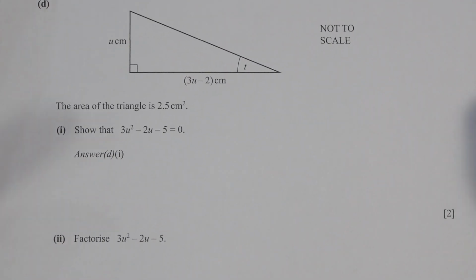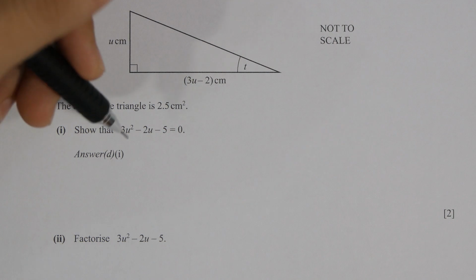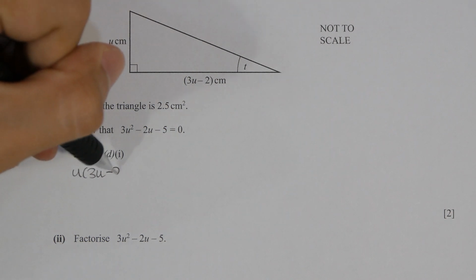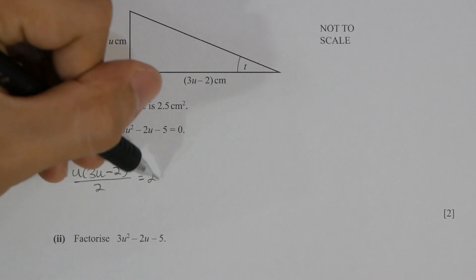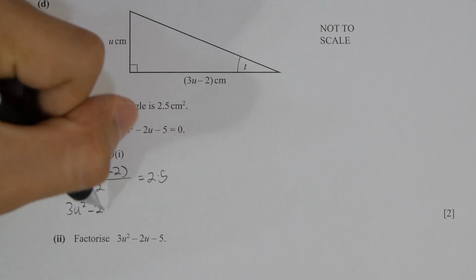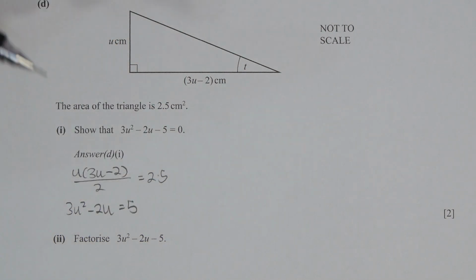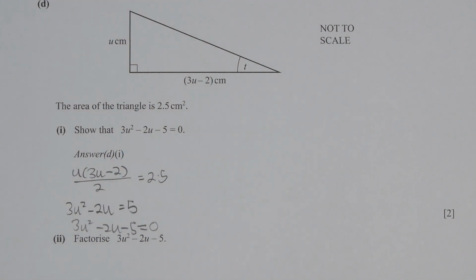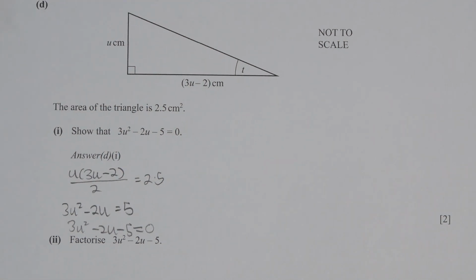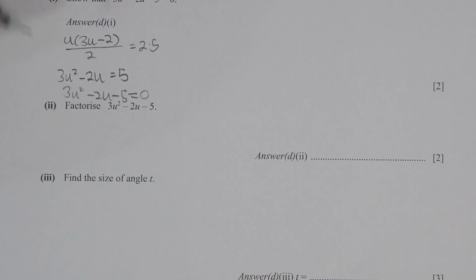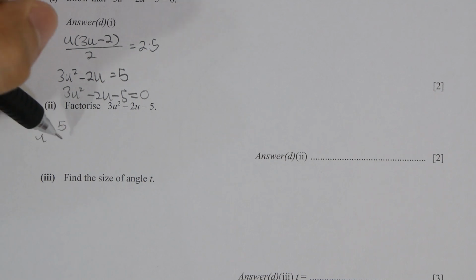For part D, the area of the triangle is 2.5 cm squared. So u times 3u minus 2 divided by 2 equals 2.5. By running a calculation, you'll be able to prove the formula. For part 2, simply factorize it, then you will get u's value as 5 over 3 and negative 1 respectively.